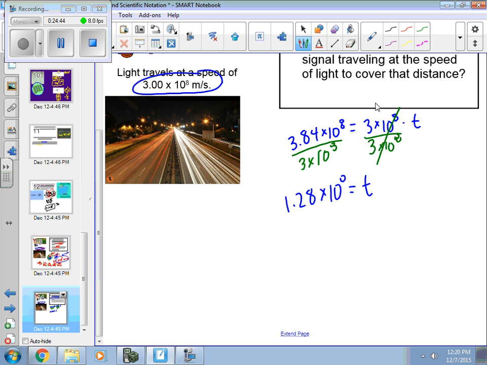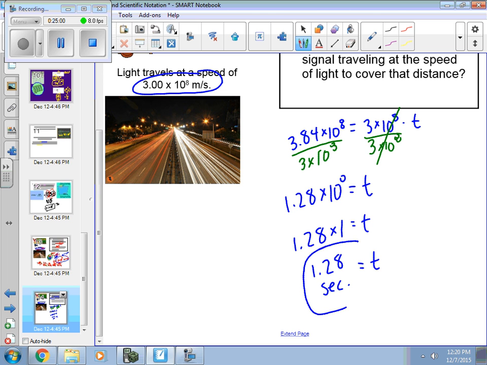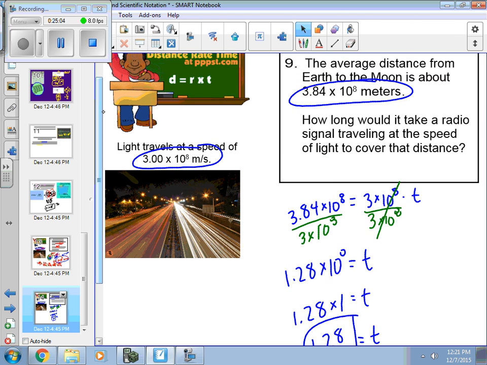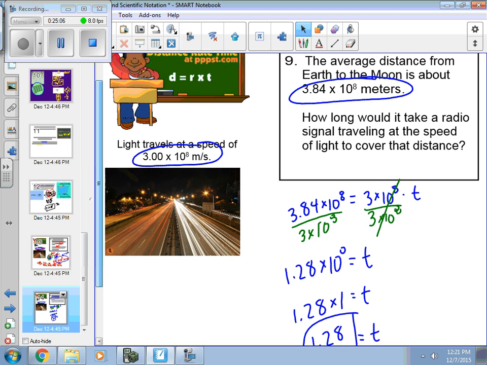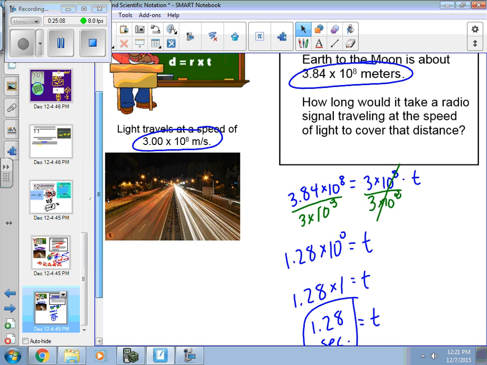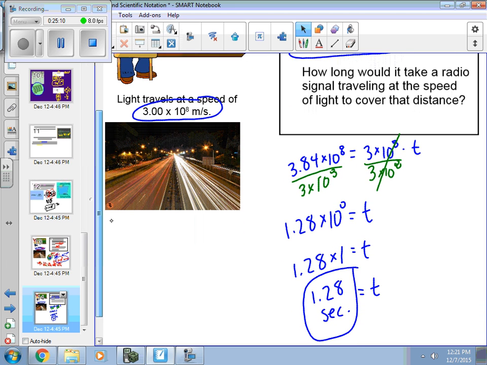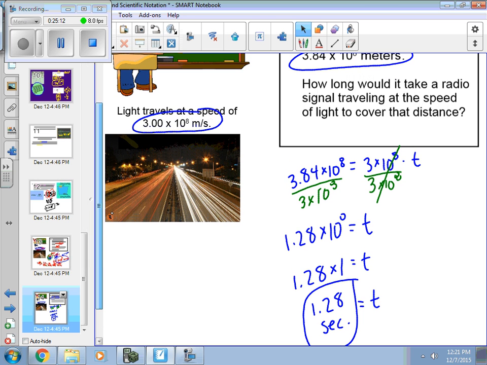Well, we already know anything to the 0 power is the same as 1. So we've got 1.28 times 1. Well, anything times 1 is just itself. So it looks like on this one it takes 1.28 seconds. So if you make a communication to the moon, which is what this one was about, it's going to take that radio signal a little over a second to travel.